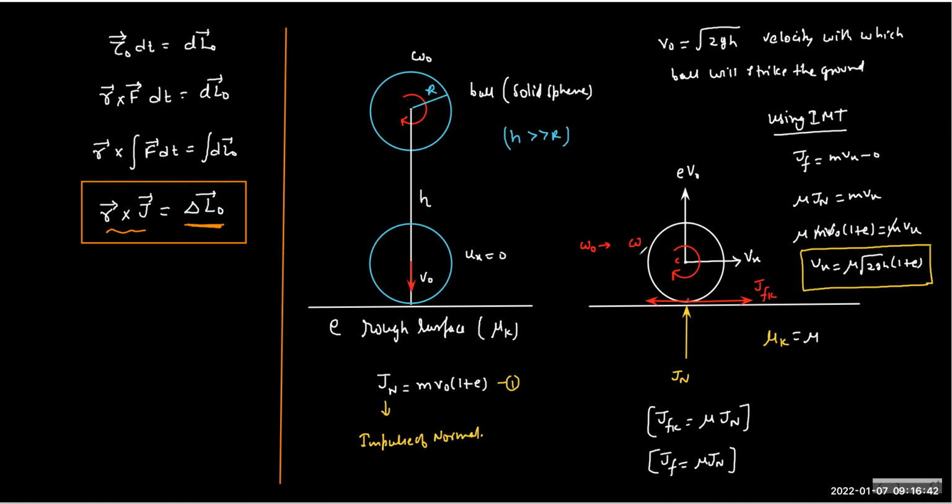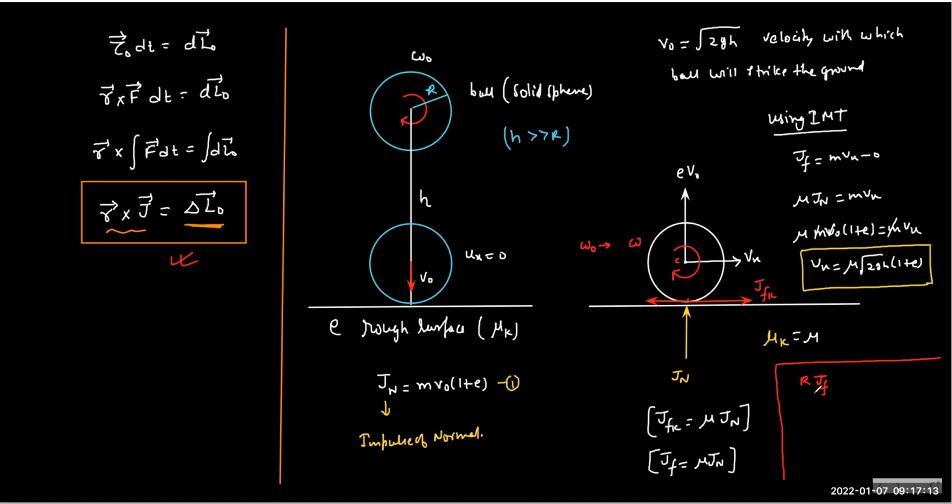Well, how to find this new omega? Here comes the rescue. The angular impulse, angular momentum theorem about the center of mass will help you out. What you need to write is just multiply R with J. So R is R, J is JFK, so I'm just writing JF. This is the angular impulse.